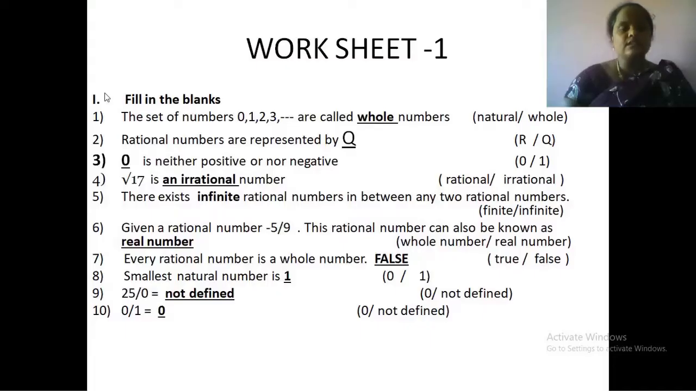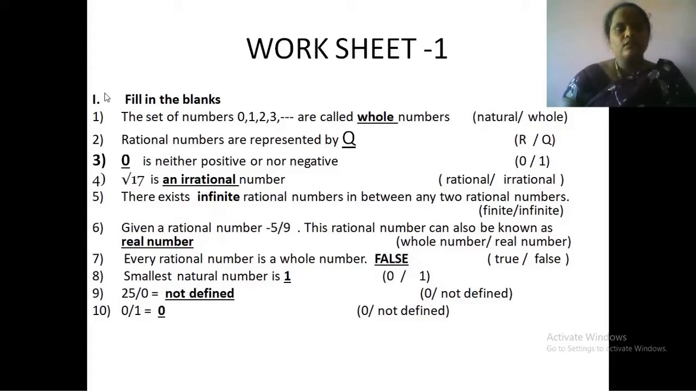Before going to today's topic, let us see answers for the homework given in the last video. First, filling the blanks. First one, the set of numbers 0, 1, 2, 3 and so on are called dash numbers. Answer is whole numbers. Rational numbers are represented by dash R or Q. Answer is Q. 0 is neither positive nor negative.